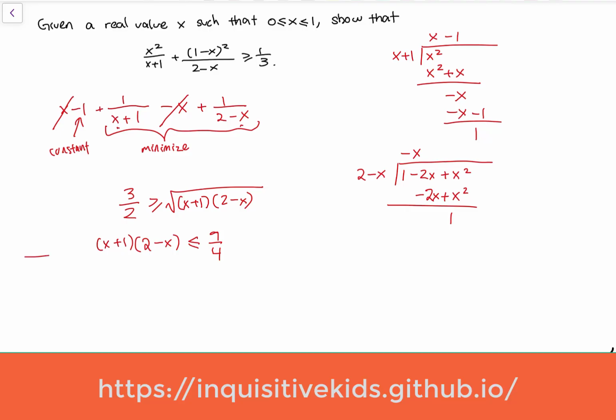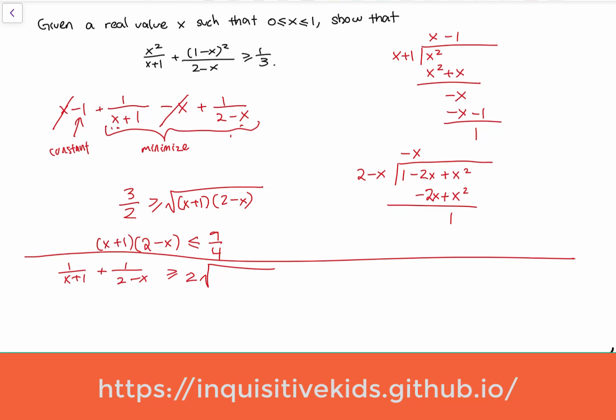Now that we've got these binomials settled, we can focus on our original problem, which is dealing with the reciprocals of these two expressions. So 1 over x plus 1 plus 1 over 2 minus x is greater than or equal to 2 times the square root of the product. Now we see that this product is showing up. Well, thankfully, we've solved for it up here. So how can we transform this?